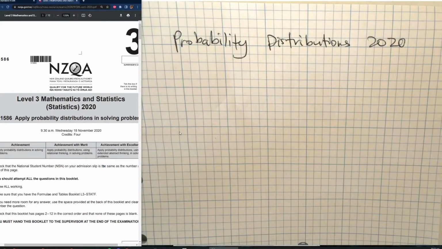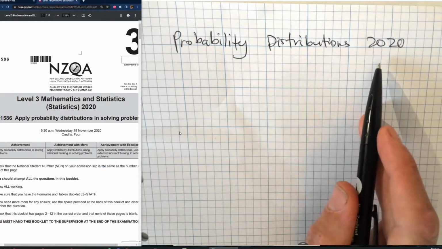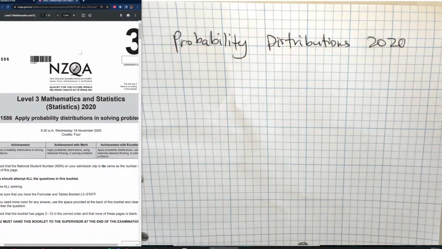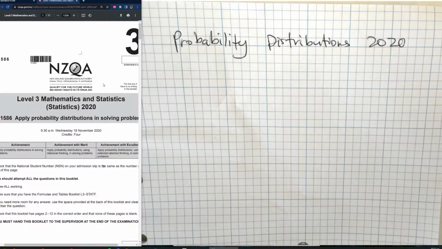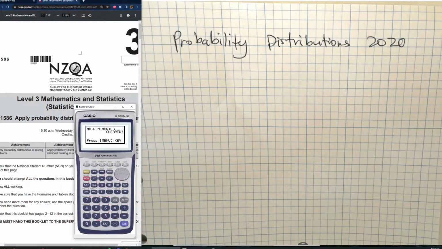Kia ora. Today we're going to have a look at the 2020 probability distributions paper from NCEA. I'm going to be going through this paper at a standard pace, I would say. I will try to explain each question as we go. I will be referencing the formula sheet, and I will also be using a graphics calculator.